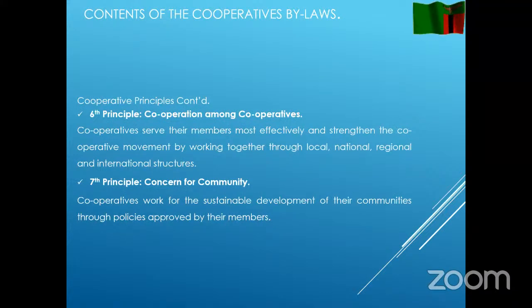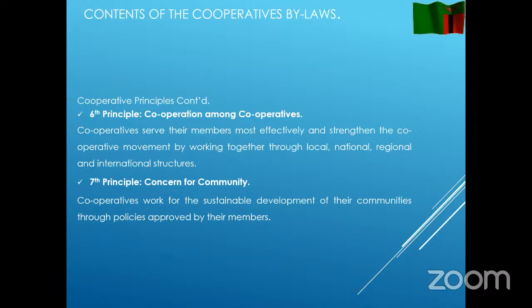Slide 22. The sixth principle is cooperation among cooperatives. I alluded to the fact that if your cooperative is a cooperative union, the membership may be primary cooperatives. I know there's a cooperative in Mongu which is dealing in avocado. There could be another one, maybe on the Copperbelt, plus others.